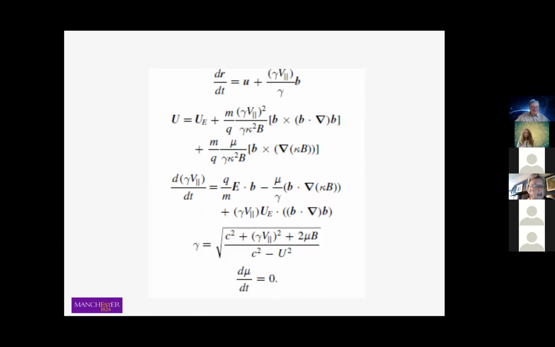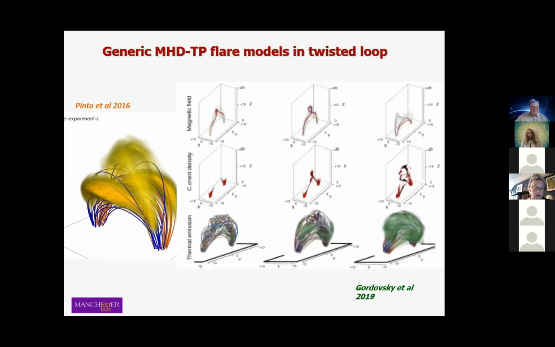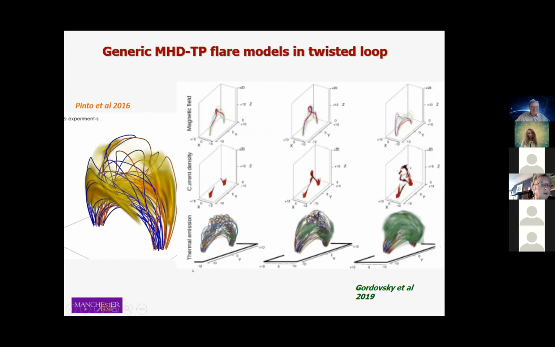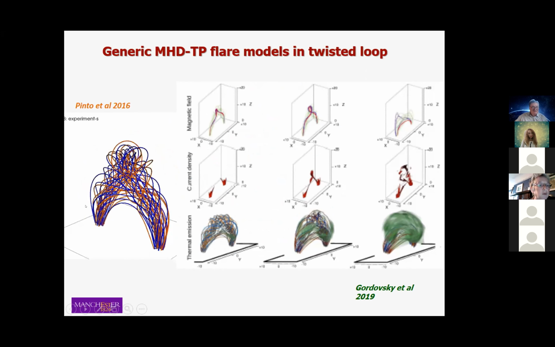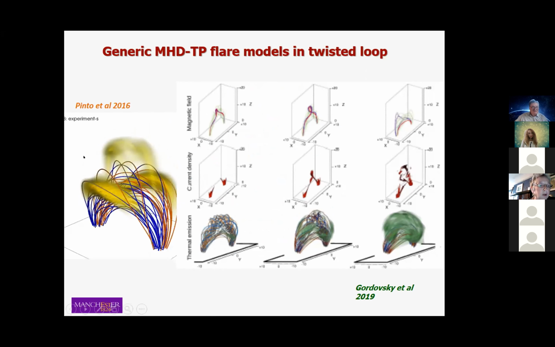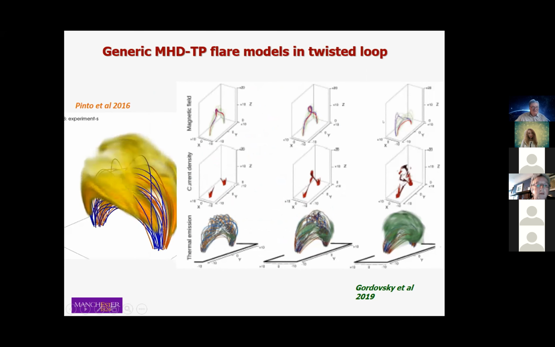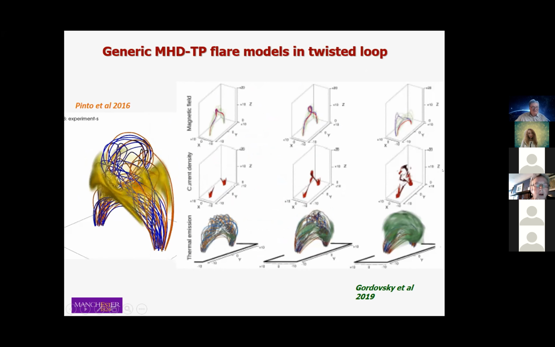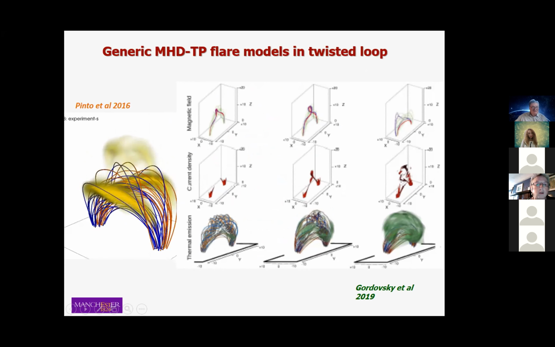So there, just in case anyone likes looking at equations, these are the relativistic guiding center equations that we solve, which can be found in Northrop. This is a compendium of results really for our twisted loop models, I say our generic models. So this from Pinto et al. shows us the field going kink unstable and the synthesized thermal emission. On the right here, you can see a series of stills of the magnetic field and the current density showing the fragmentation of the currents, which gives us our effective particle acceleration.